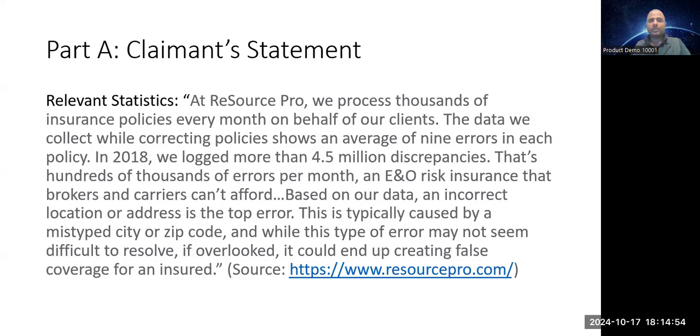Some of the relevant stats. Again, we talk about discrepancies, and this is basically a mistake when typing in your address. You want to make sure that the address is correct for the hospital in question or the clinic in question for the doctor that you've seen in the past.